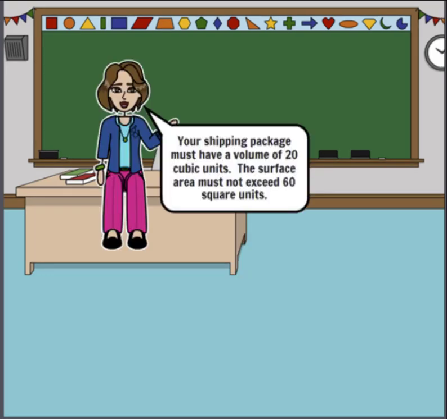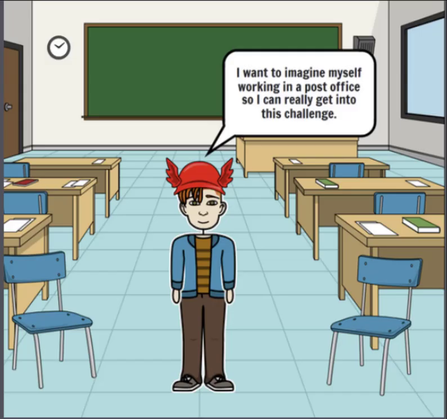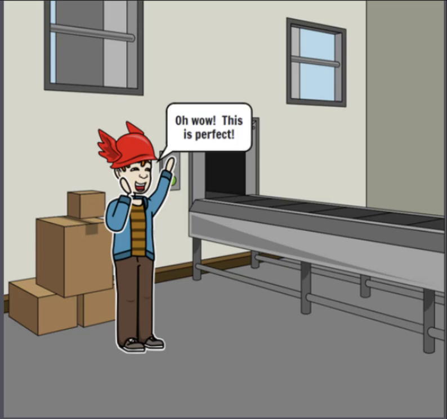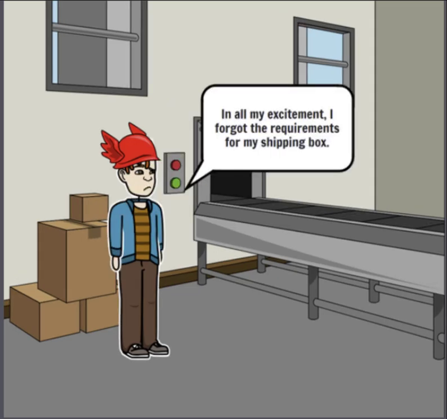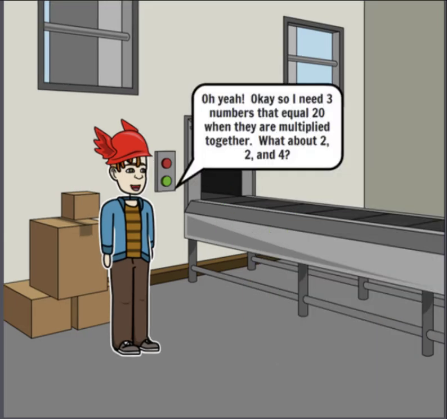Your shipping package must have a volume of 20 cubic units. The surface area must not exceed 60 square units. Go ahead and put on your NeuroMath interface caps and begin your challenge. I want to imagine myself working in a post office so I can really get into this challenge. Oh wow, this is perfect. In all my excitement, I forgot the requirements for my shipping box. Your shipping box must have a volume of 20 cubic units and a surface area that is not greater than 60 square units. Oh yeah.